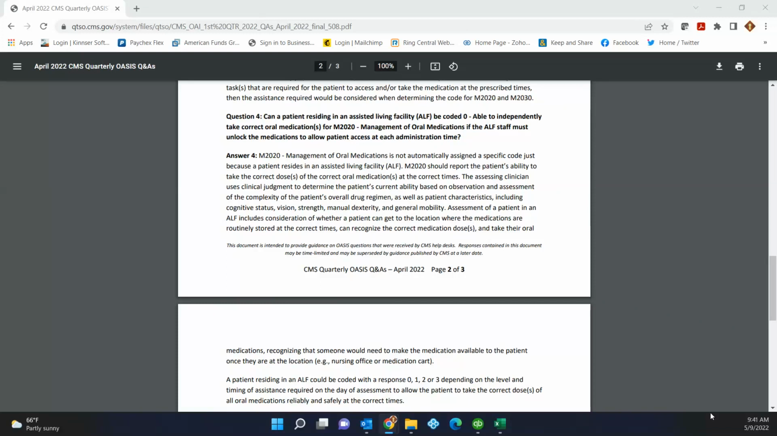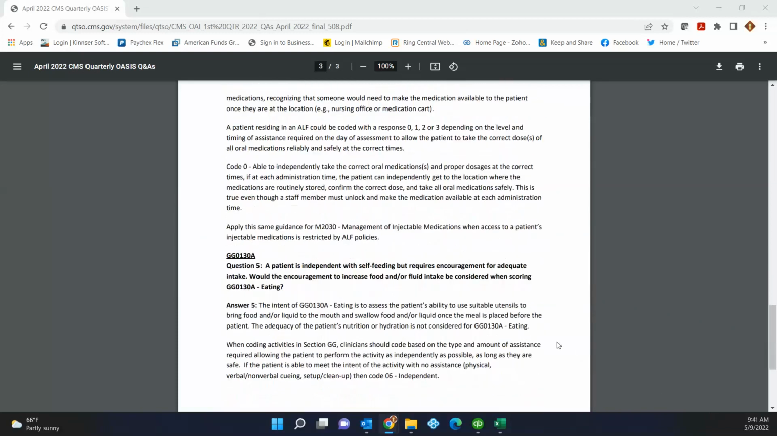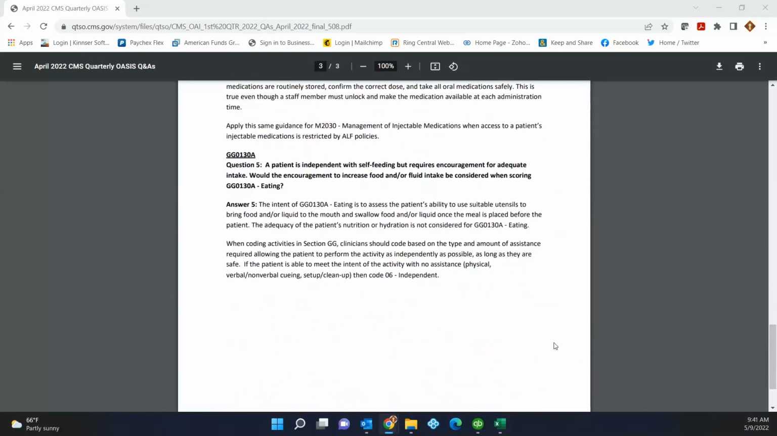So Sherry, the last one I thought was, again, a great example of discipline neutral data collection, because it was talking about a patient who is independent with feeding themselves, but needs encouragement to increase their food intake. Did this somehow fall into assistance in the GG question about eating? And the CMS response was no. That question is about the ability to feed yourself. It is not about the quality of your nutritional intake.